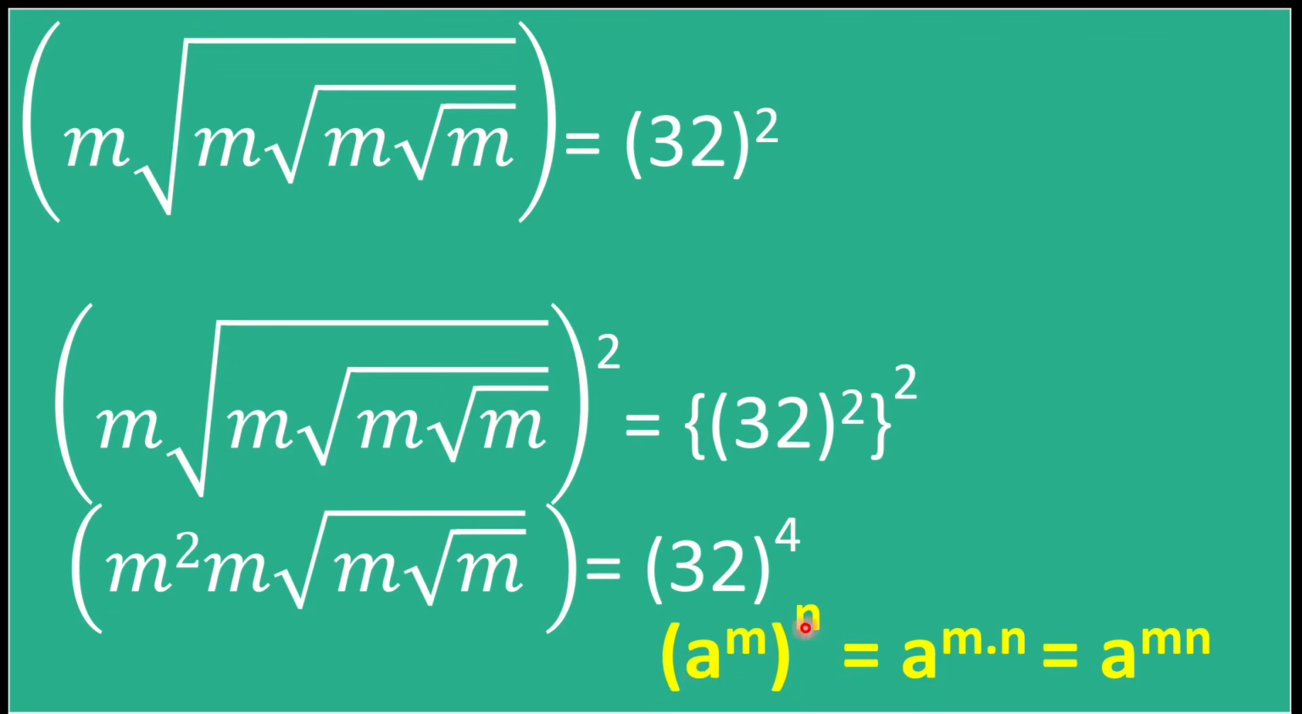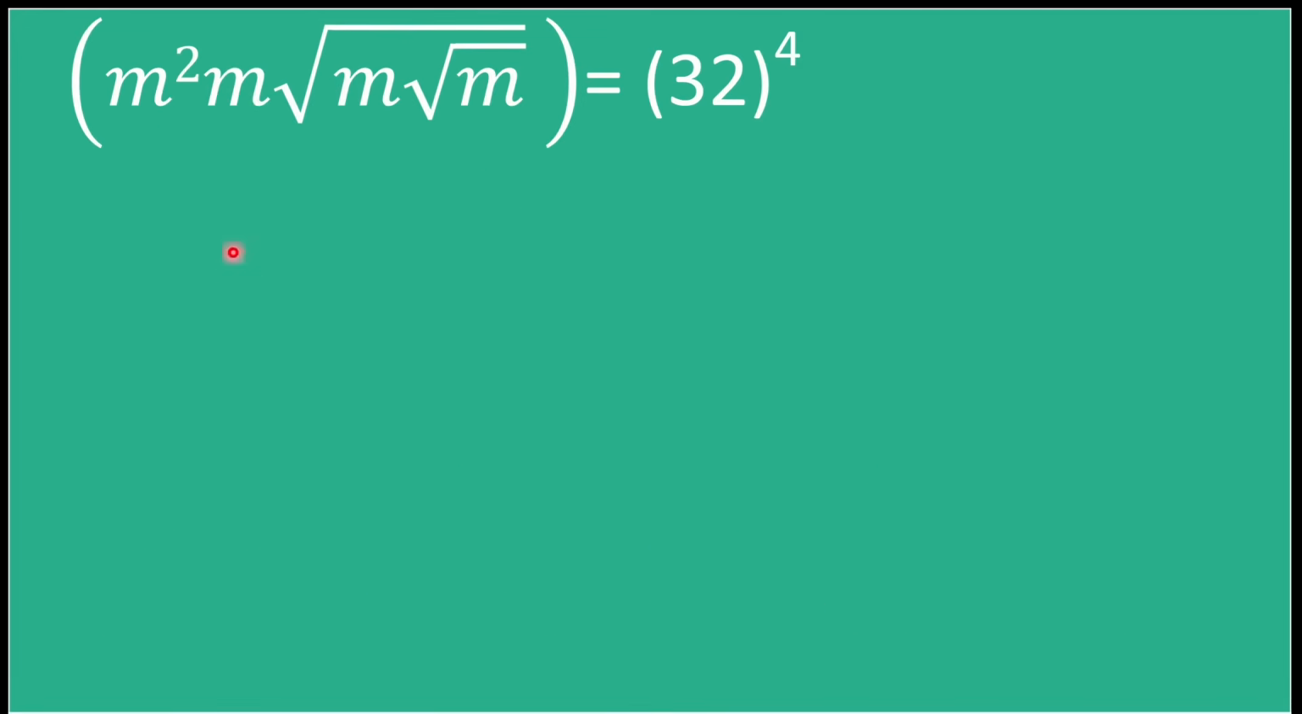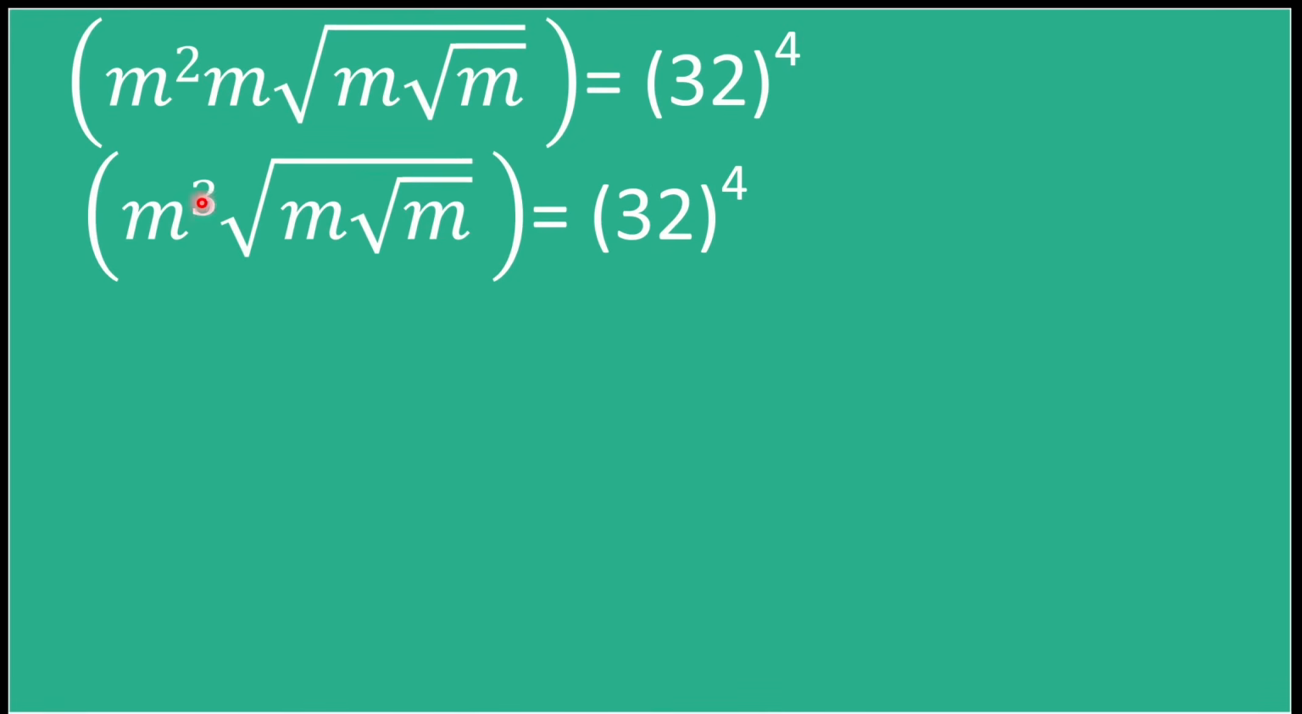According to the power of power rule in exponent laws, if we have a power m all power n, it is equal to a power m into n. So m into n means that 2 into 2 equal to 4. And now this m square into m will become m power 3, or m cube.